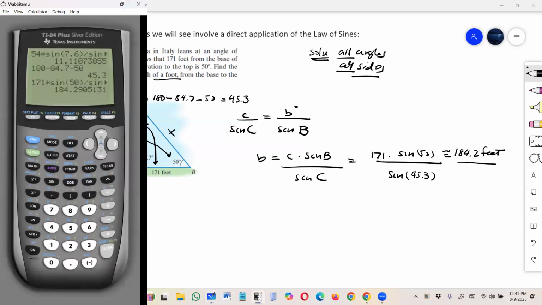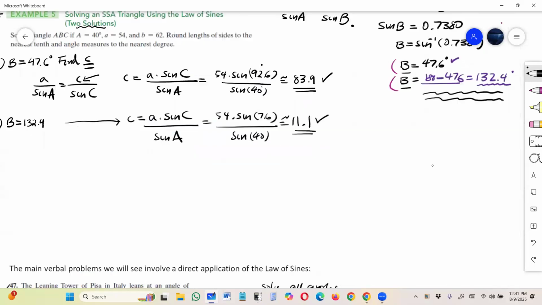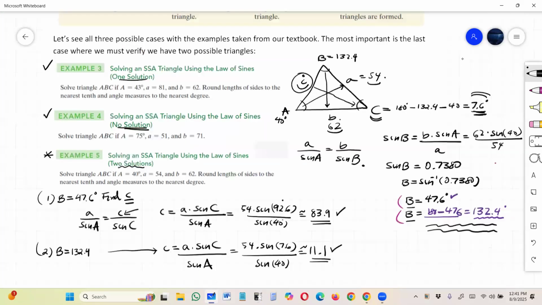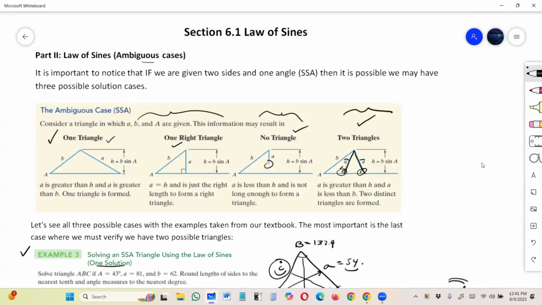So this is the end of our case where we applied the law of sines for the ambiguous cases. So again, three possibilities: one triangle, no triangle, or two triangles. And all we have to do is apply the same properties.